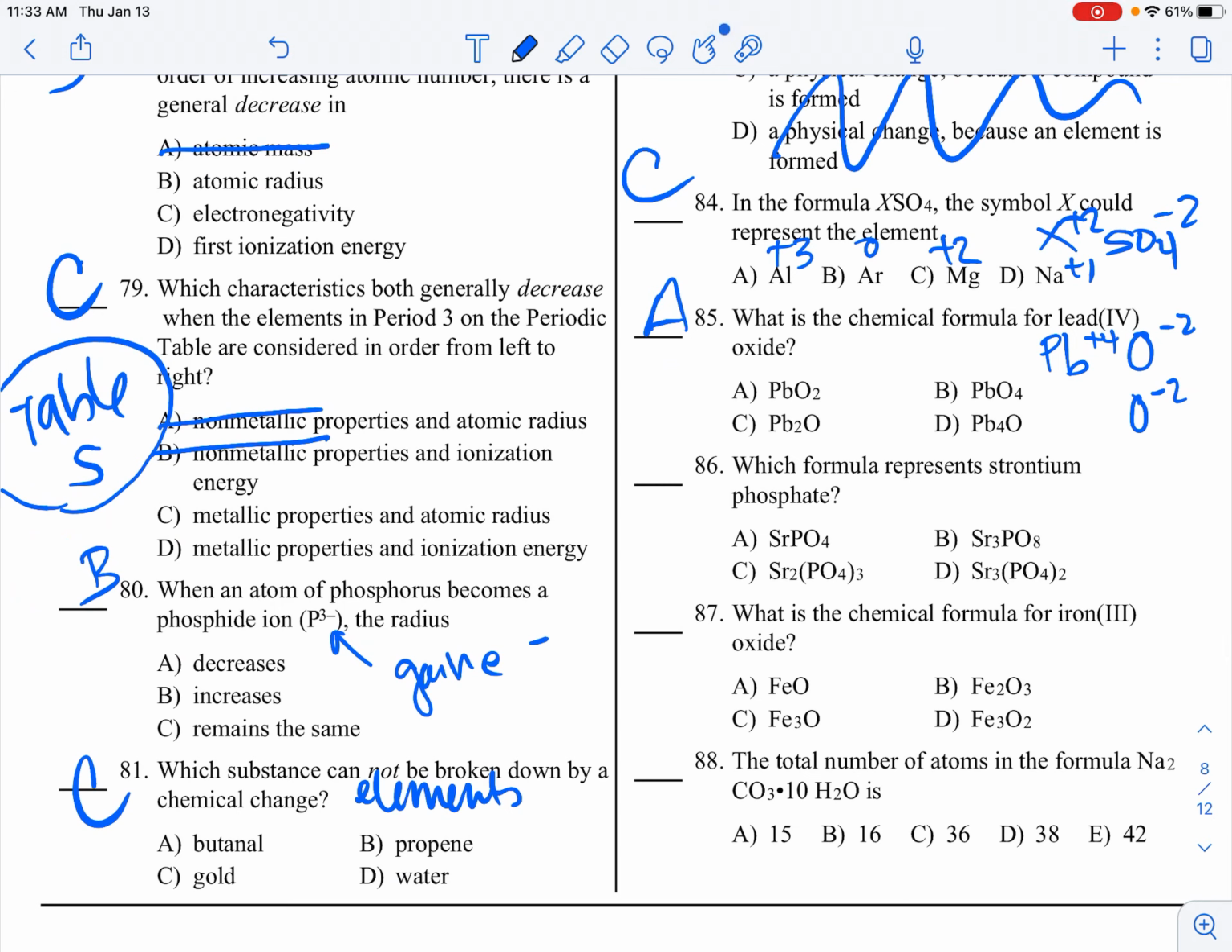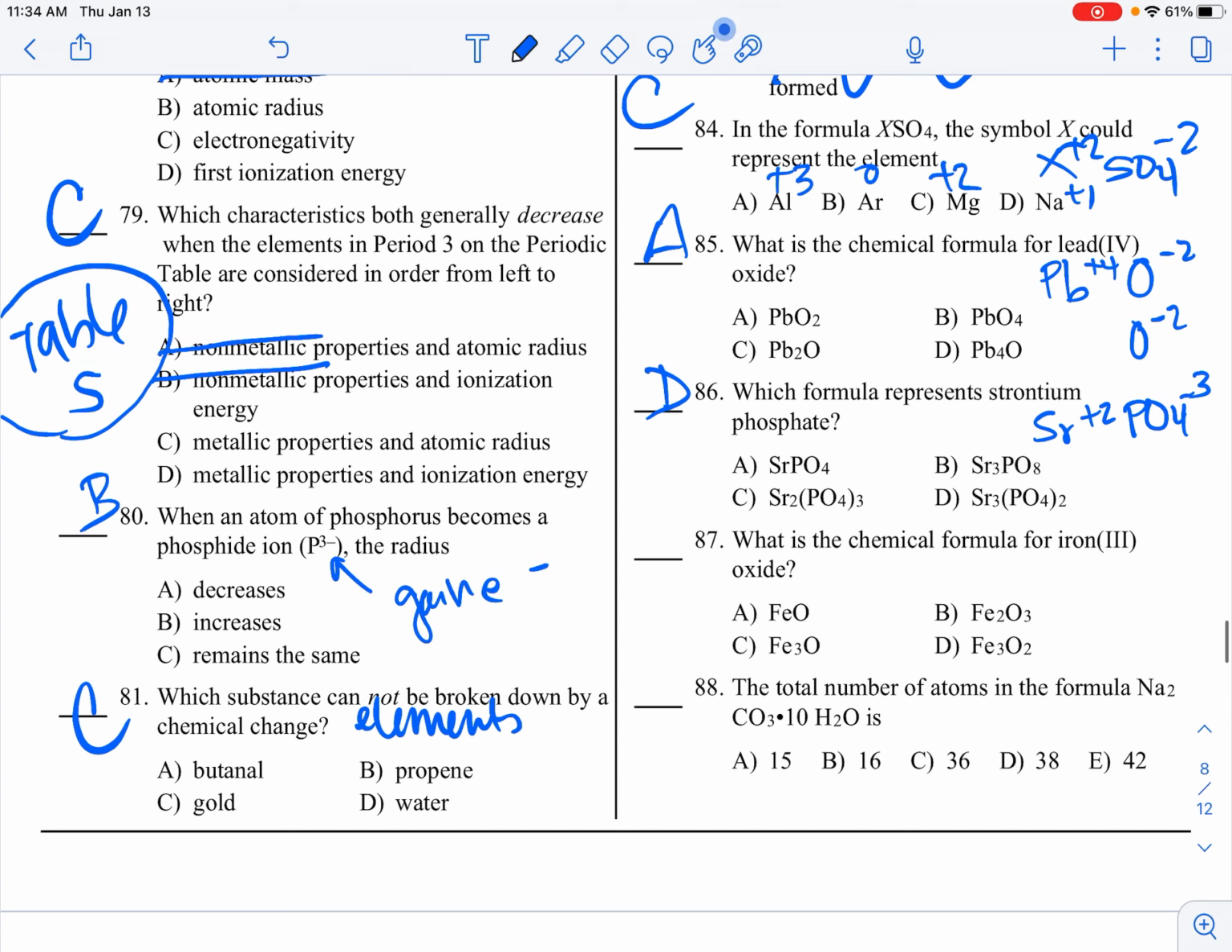Which is strontium phosphate? So strontium is Sr +2. Phosphate is PO4 -3. So Sr3(PO4)2, with PO4 taken twice in parentheses. Iron, Roman numeral 3 oxide. So iron +3, O -2, crisscross, Fe2O3.